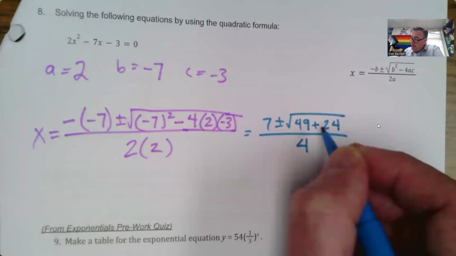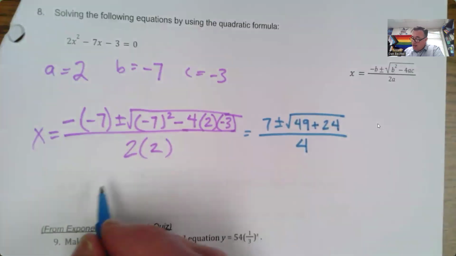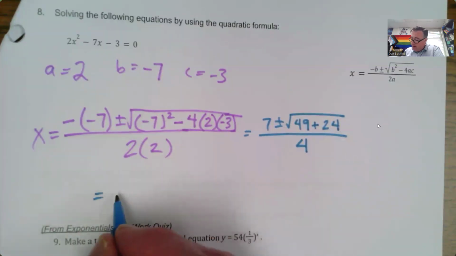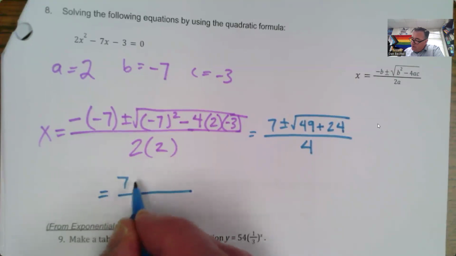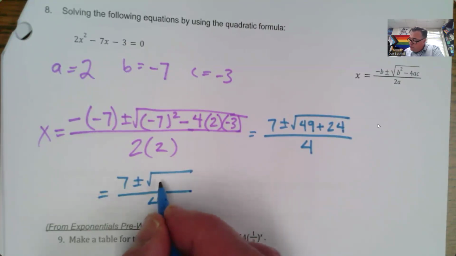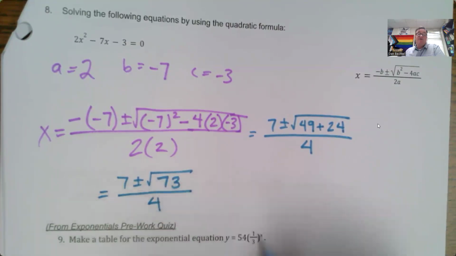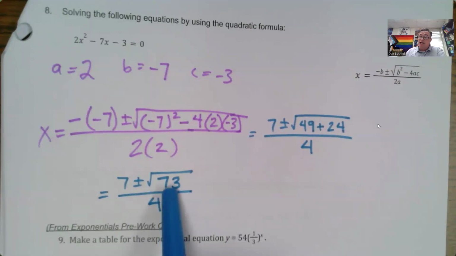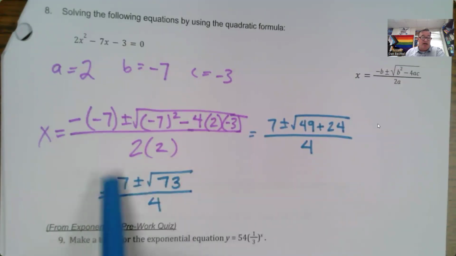Okay. So now the only thing I have to do is add those together. And then if it simplifies, I have to plug it in the calculator and figure it out. So 7 plus or minus the square root of 49 plus 24 is going to give me 73. Now, 73 is a prime number, which is awesome because prime numbers for something like this means that they're not going to break down at all. So in this case, that is as far as I can possibly go because that doesn't break down. None of these divide out.